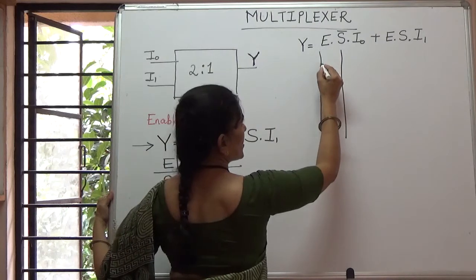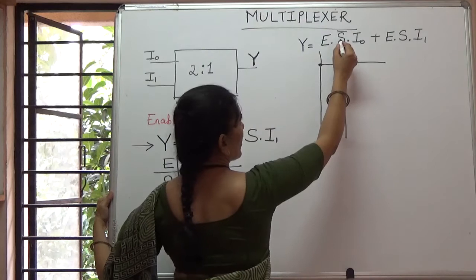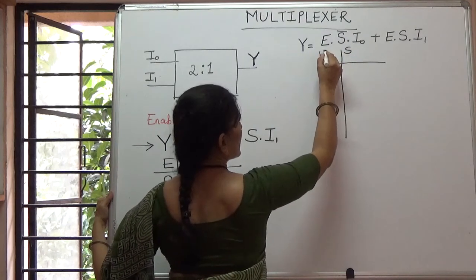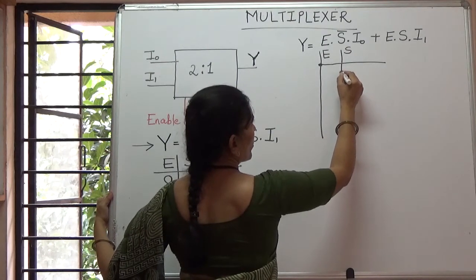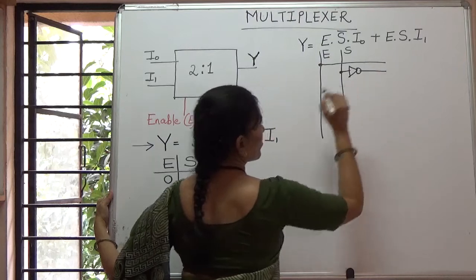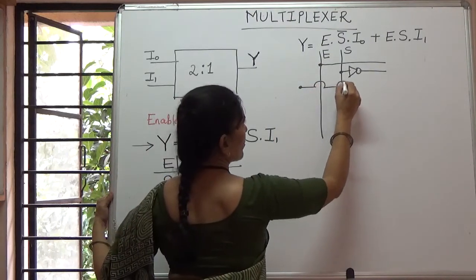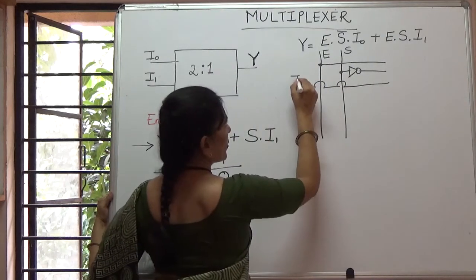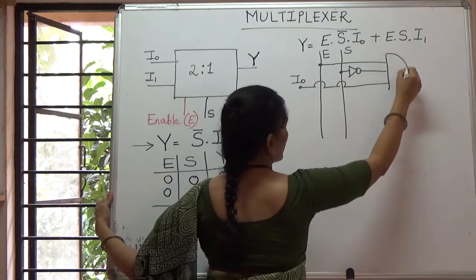So the first term is E, to be taken for ANDing. This is S, this is E. The second is S bar. So this is inverted, it becomes S bar, and then the input for the multiplexer, I0. These three are to be ANDed.